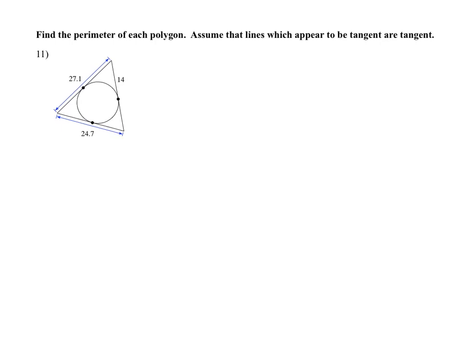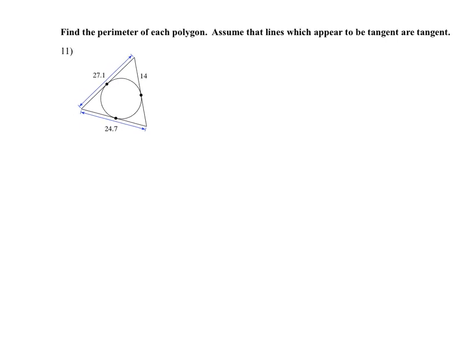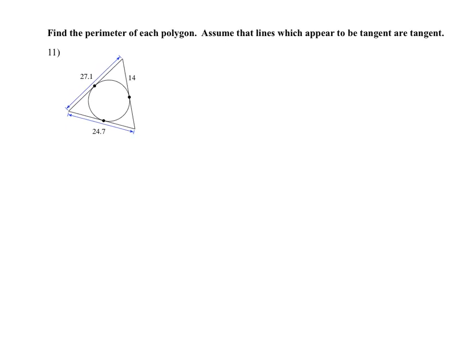Okay, I want to find the perimeter of this triangle, right? So now I know that these two are congruent. So that means that this is 14, right? So that makes that, because this whole segment right here is 27.1, that makes that this one is 13.1. And so is this one right here. So this is 13.1, right?